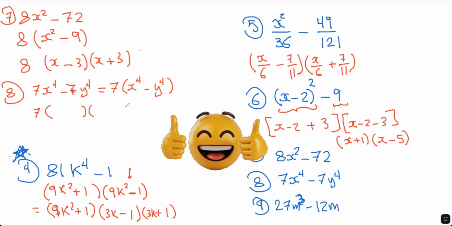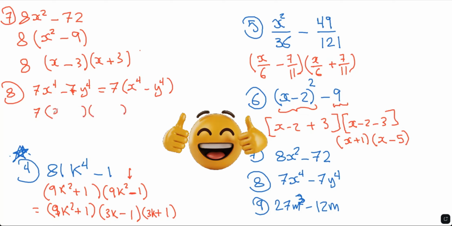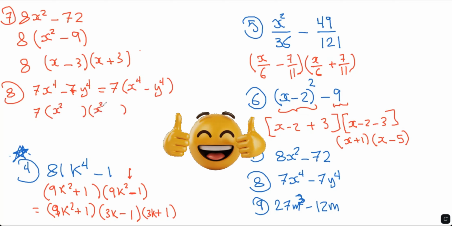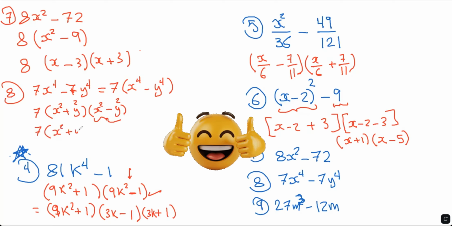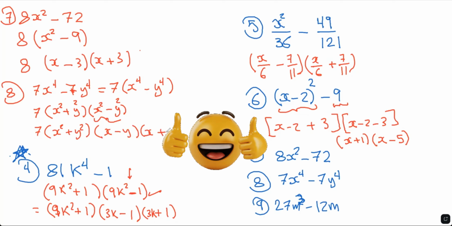Now, these 2 are perfect squares, and when we factor them, we're going to get x squared plus minus y squared, because the square root of x to the 4 is x squared, and the square root of y to the 4 is y squared. Now, x squared minus y squared is still the difference of squares. So carry on the 7 and the x squared plus y squared, but the x squared minus y squared is going to factor into x minus y and x plus y.